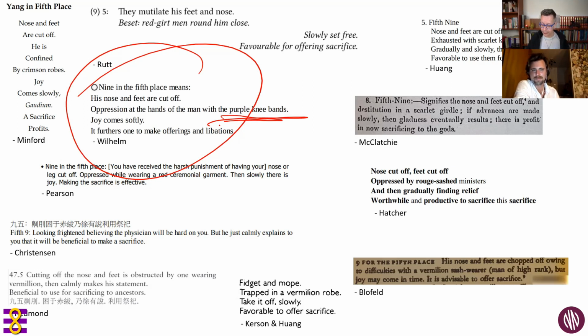Otherwise, it wouldn't be mentioned in the text. So there are people with purple knee bands and there are people without purple knee bands, which means that they are not equal. And that might be part of the answer why these two people are constantly fighting, because they are not equal.